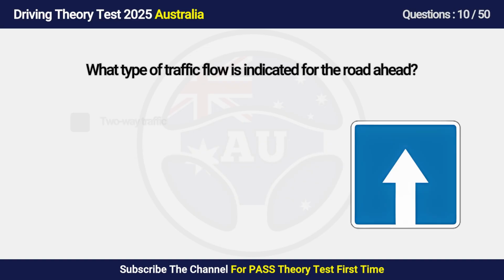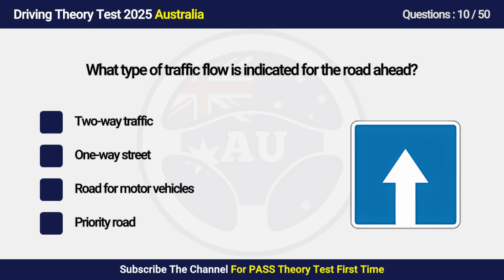Question 10. What type of traffic flow is for the road ahead? A. Two-way traffic. B. One-way street. C. Road for motor vehicles. D. Priority road.